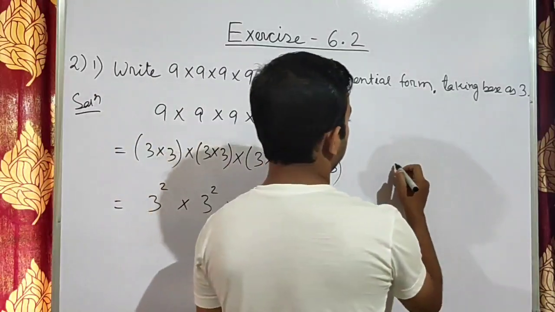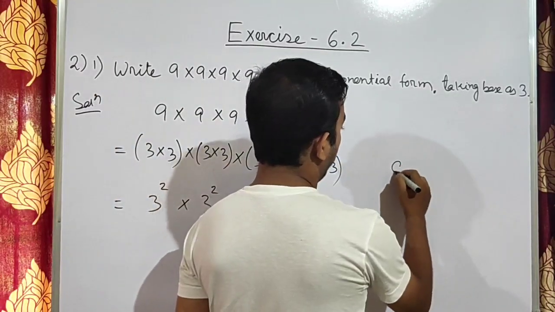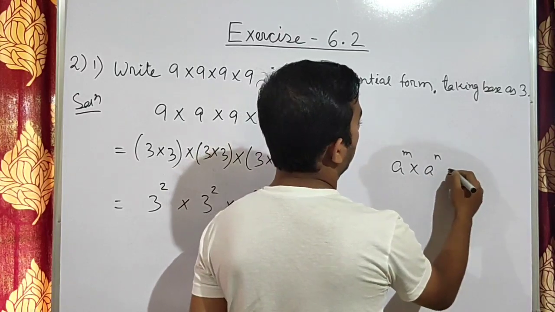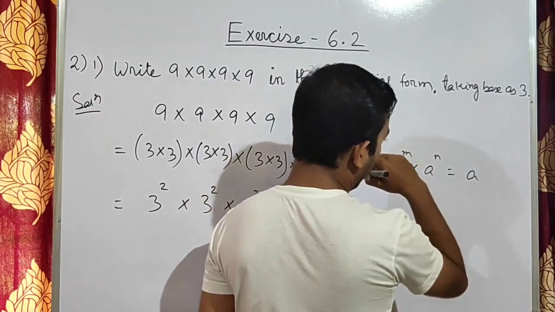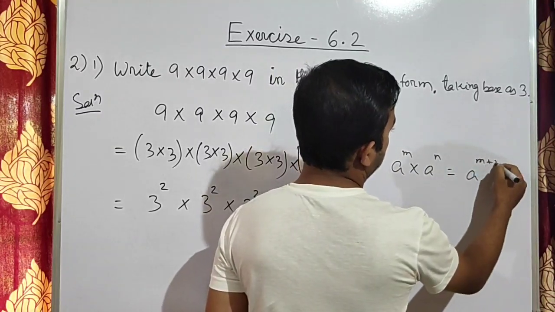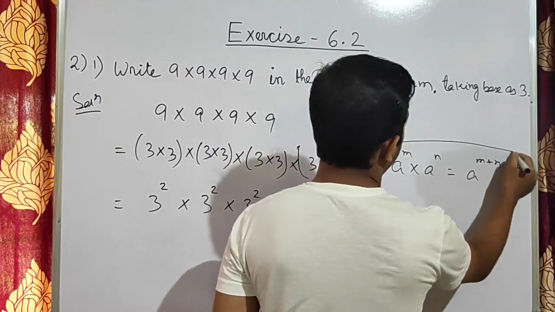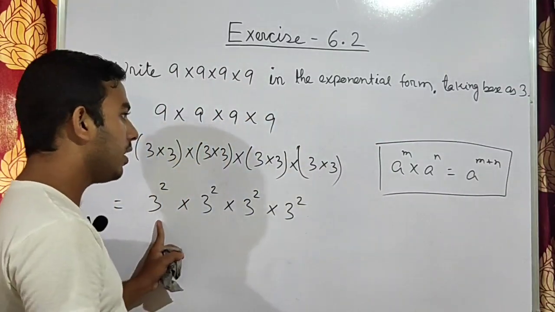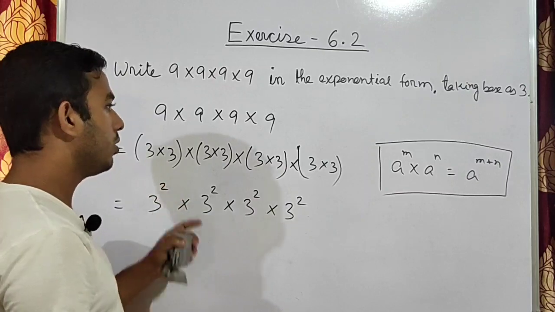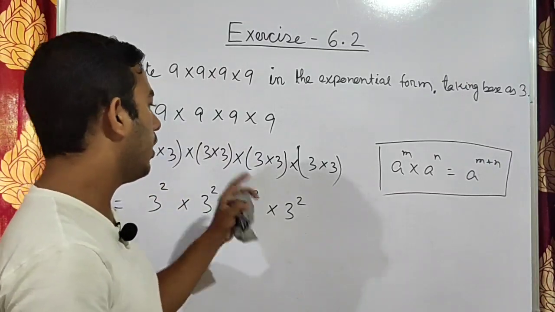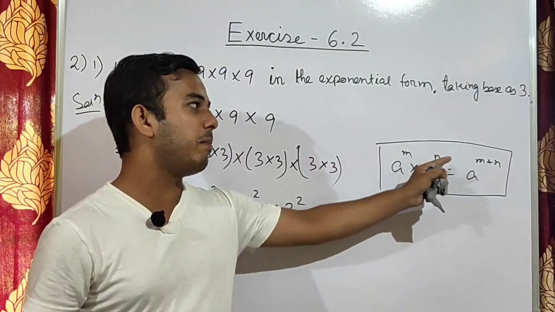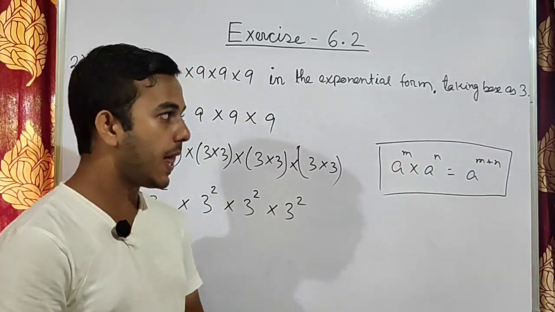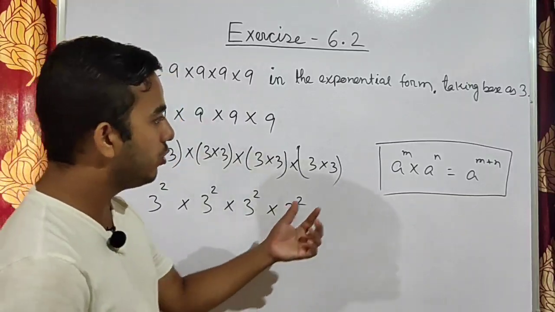Suppose a to the power m into a to the power n equals a to the power m plus n. We have discussed formulas like this, right? Now look here, if we consider 3 as a and m as 2, this is also a. Here both the exponents are the same, which is better. So now we'll use that formula.